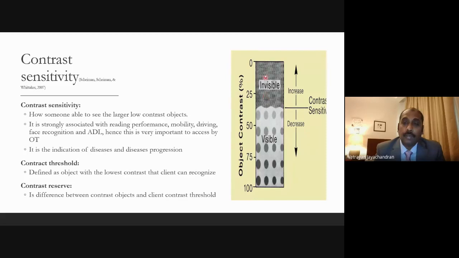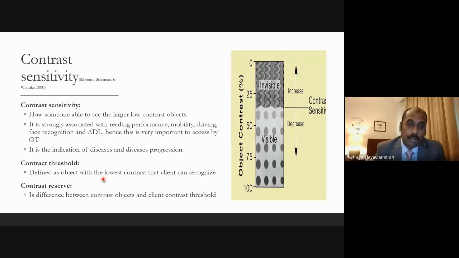The ability to see the lower level of contrast, we call it the contrast threshold. So how low a contrast level you can see an object at, that is your contrast threshold. So it is important for us to assess the contrast threshold of the client, and based on that, you can do the modifications.